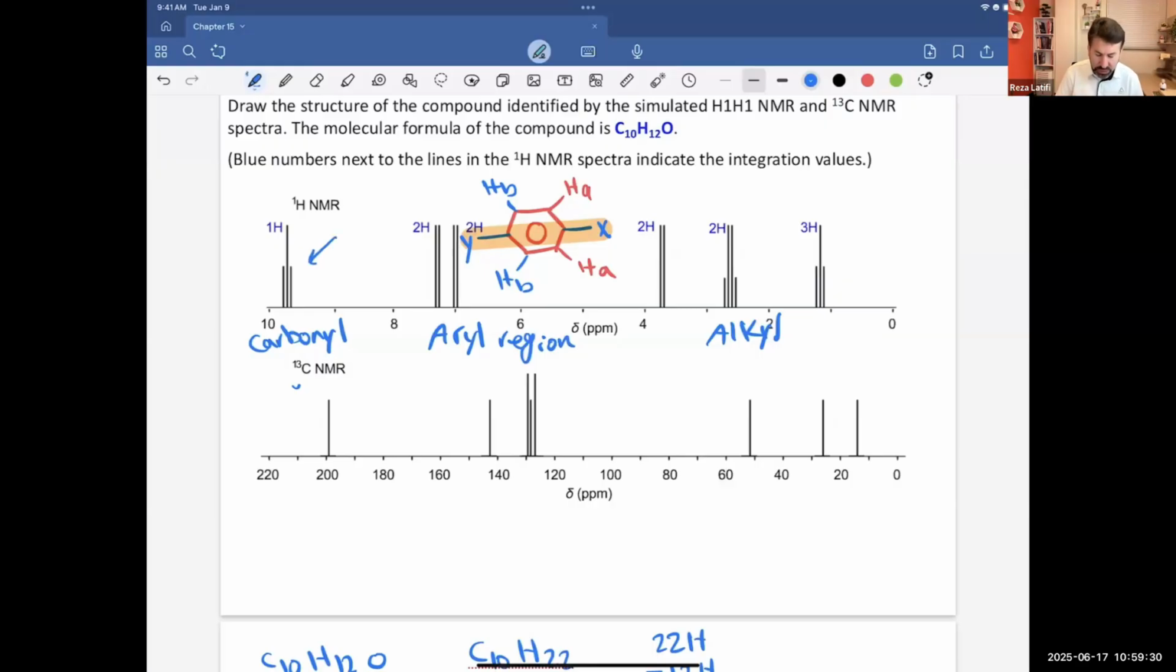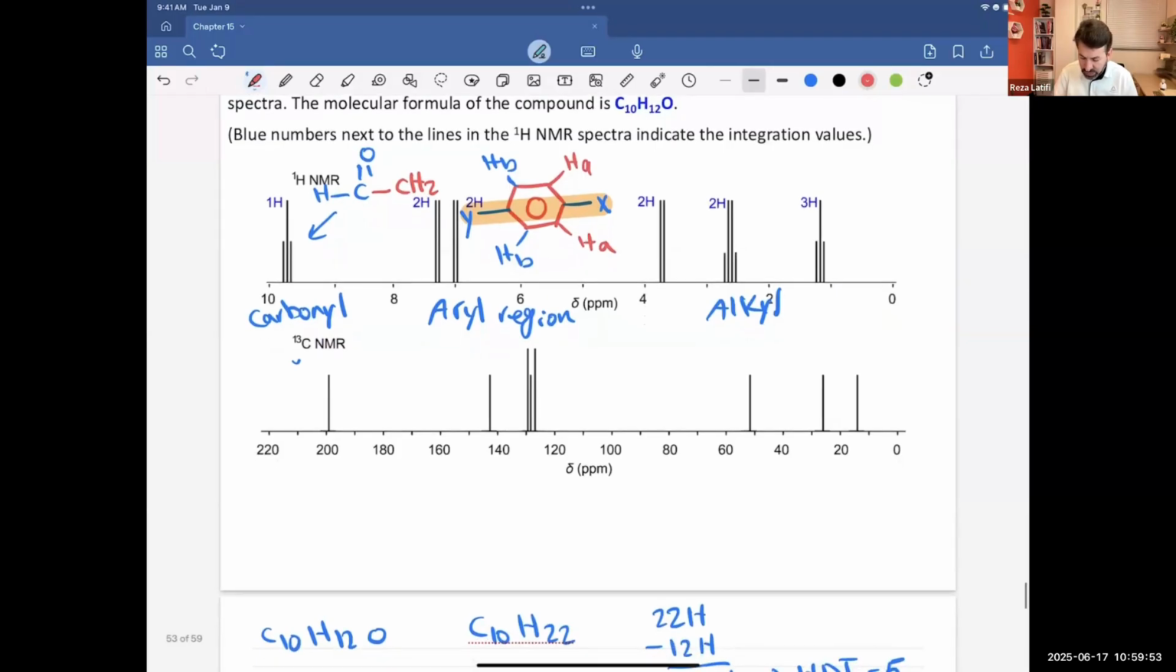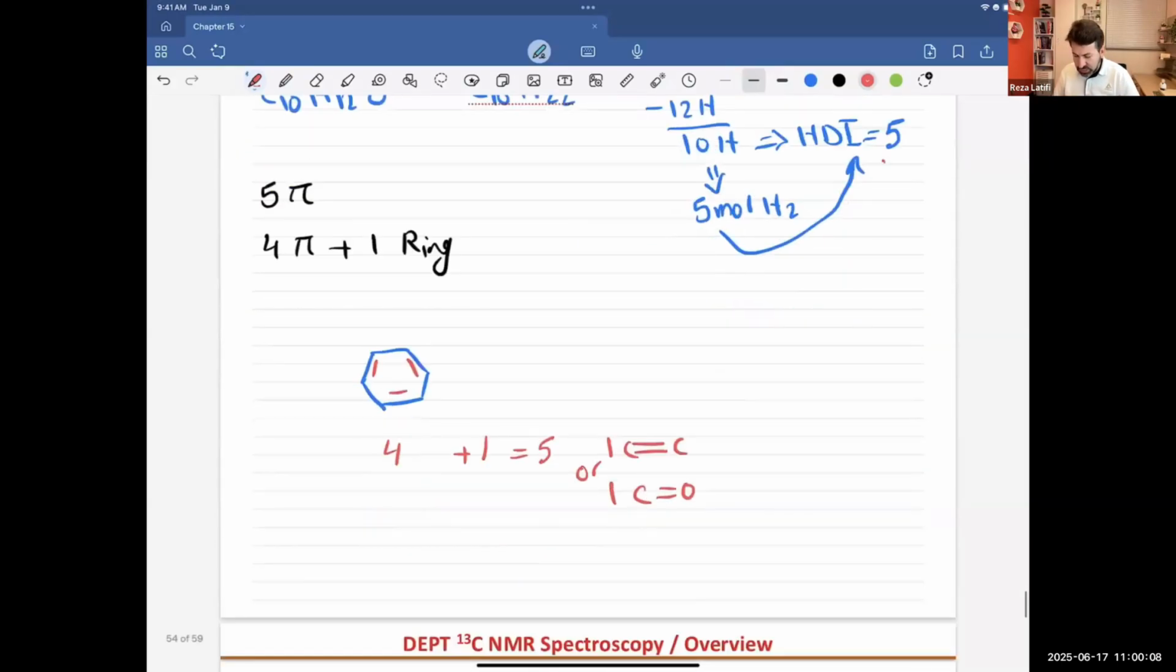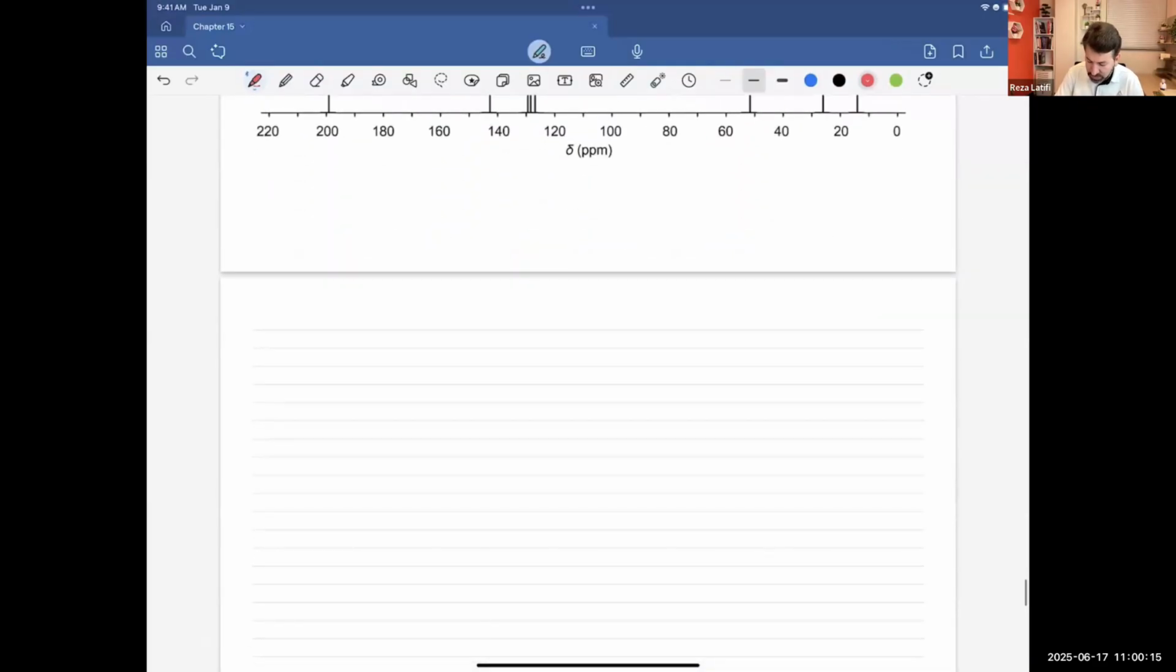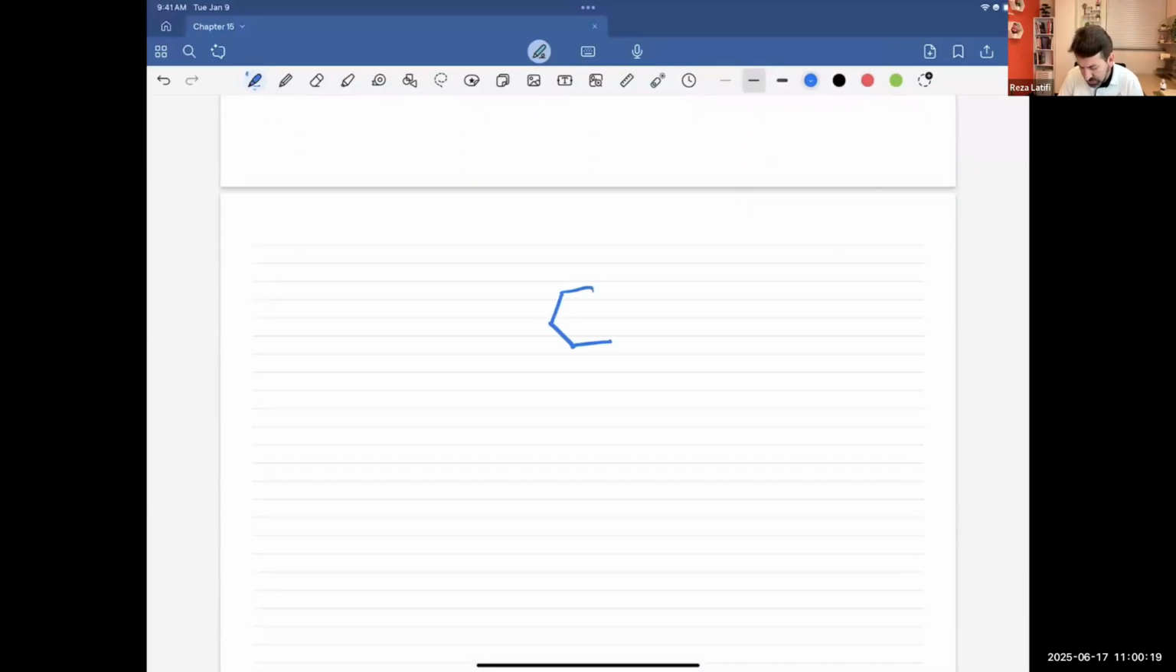Now I'm going to zoom in here. What do I see there? I see a triplet, and the integration is equal to 1. So I'm going to say that can be an aldehyde hydrogen that is a neighbor to a CH2, because it got split into a triplet. Also, I have two signals that have an integration of 2, and one with 3 hydrogens, so that must be a methyl. Let's propose one possible structure. We have a benzene ring, and one suggestion was this.